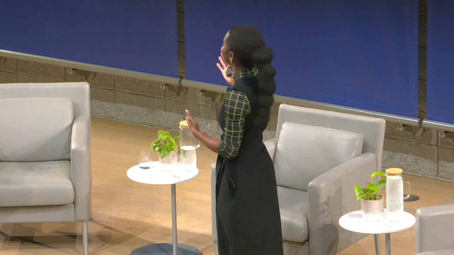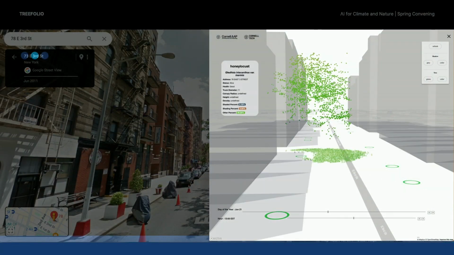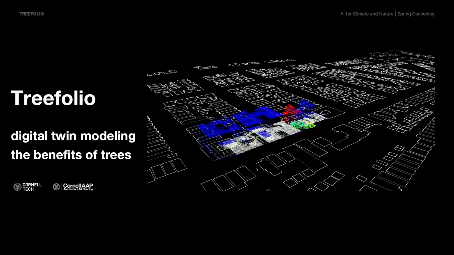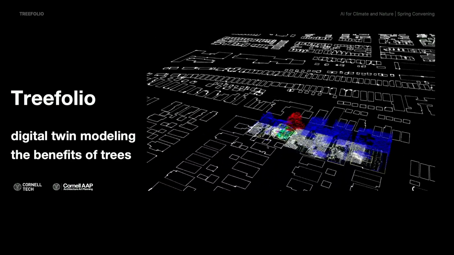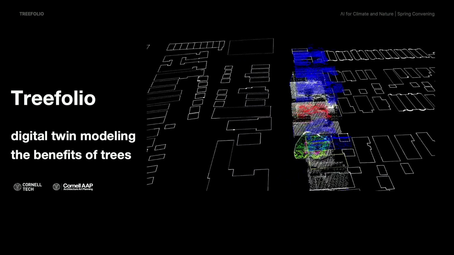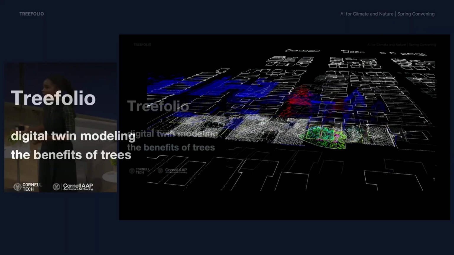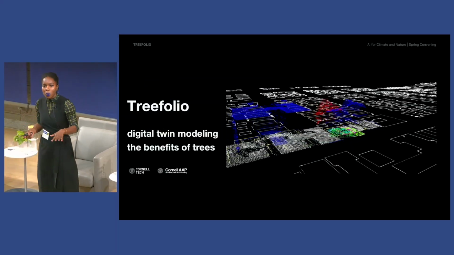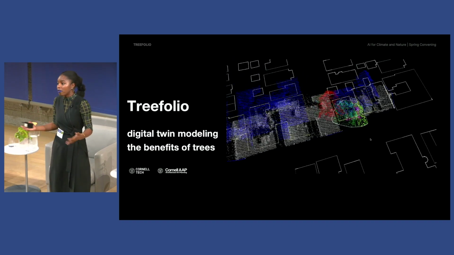So this is what I think the answer might look like. And a hint is this is what that very same honey locust tree looks like in a digital twin environment. Over the past year, my team and I at Cornell Tech's Urban Tech Hub and Cornell's Design Across Scales Lab have developed Treefolio, which is a digital twin that captures and simulates the value, the benefits that trees are providing. A digital twin is essentially a data-packed virtual environment of our physical world.